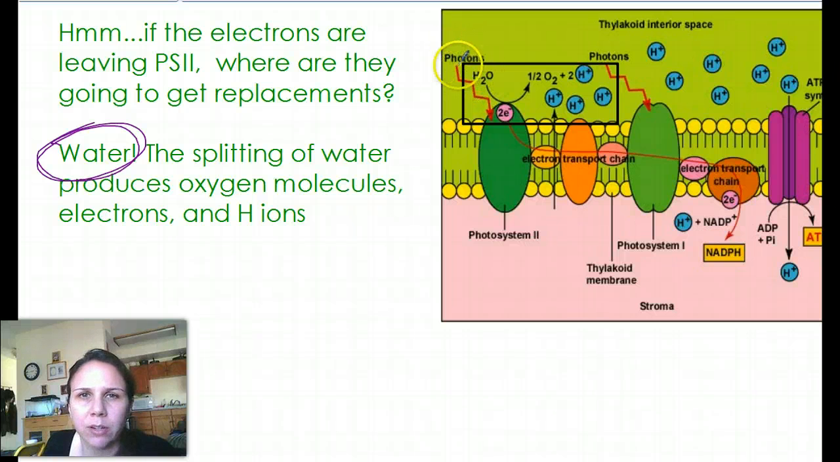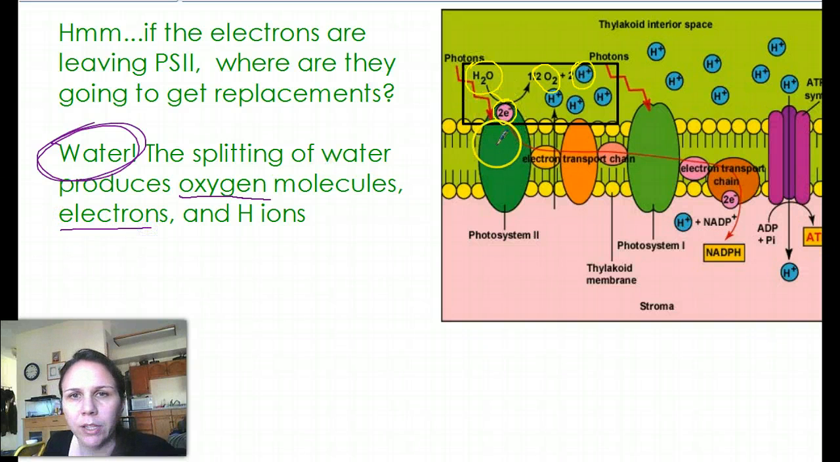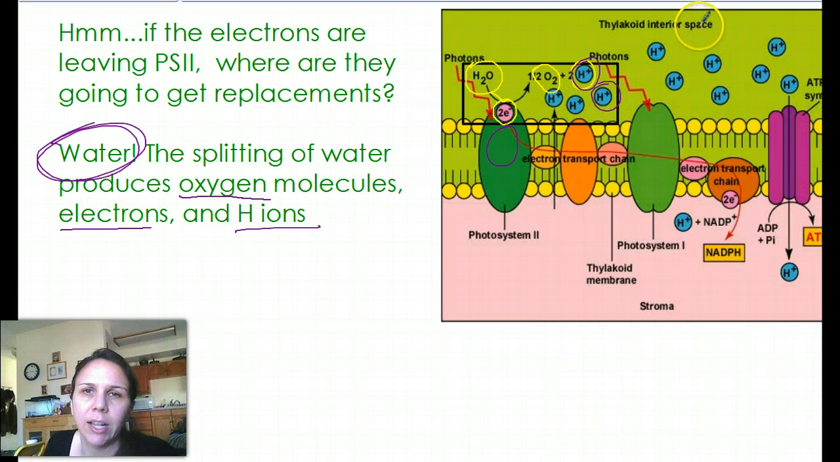So remember, photons of light have energy. So if I take my water and I can zap it with electricity, I can get 3 things: electrons, oxygen, and hydrogen ions. So the splitting of water produces oxygen. Where does the oxygen go? Out of the plant for us to breathe. Where do the electrons go? They fill in the empty spots left by the 2 that took off. Where do the hydrogen ions go? They get to hang out in here with all the other ones that are getting shoved inside of the thylakoid.